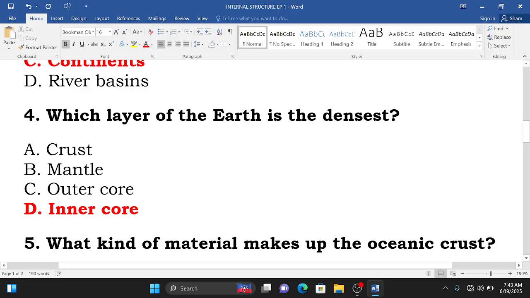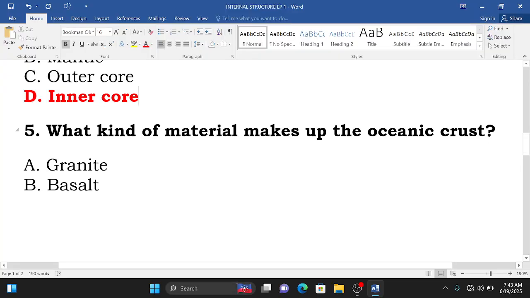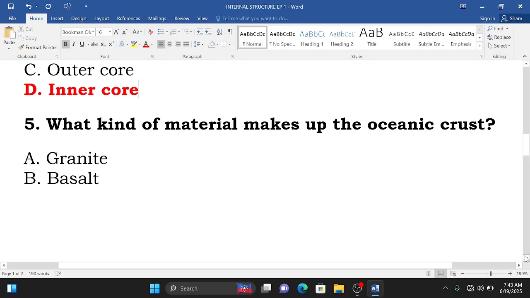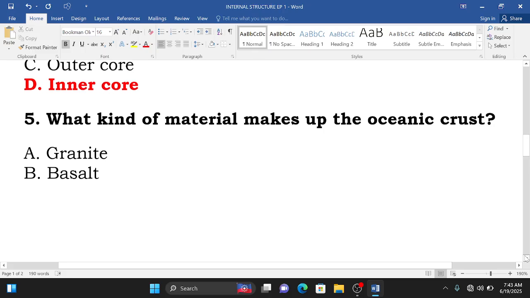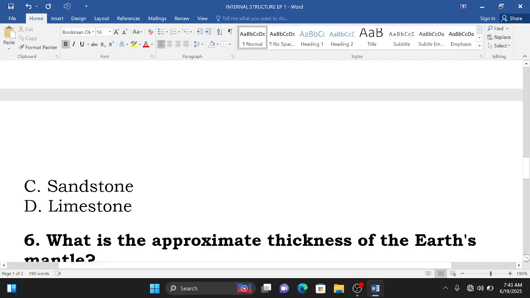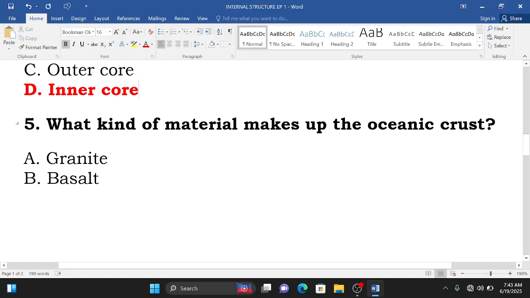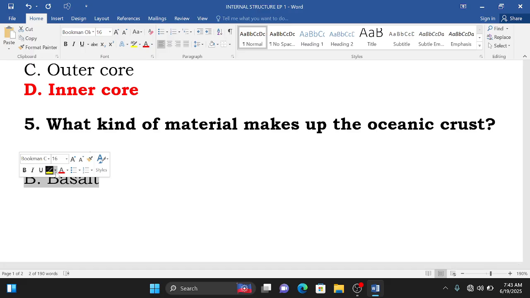We go to question number 5. What kind of materials make up oceanic crust? A. Granite, B. Basalt, C. Sandstone, D. Limestone. Normally, the oceanic crust is made up of basalt, while continental crust is made up of granitic rocks. Therefore, the correct answer is B.